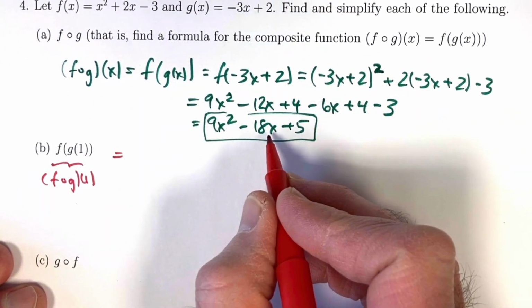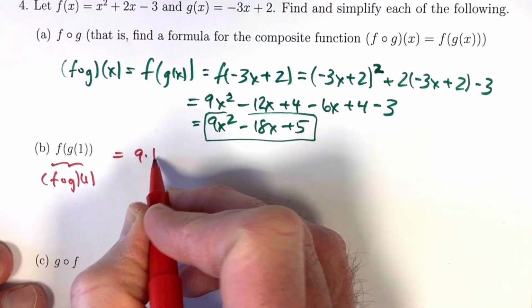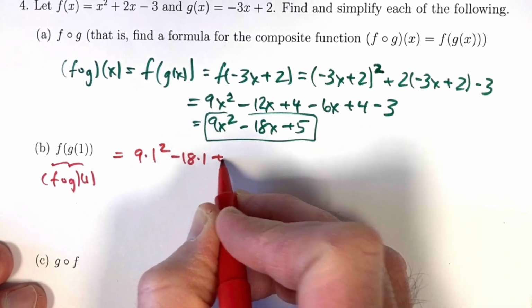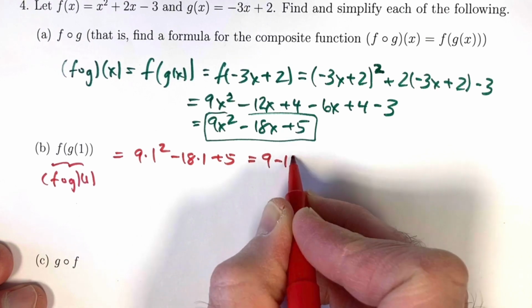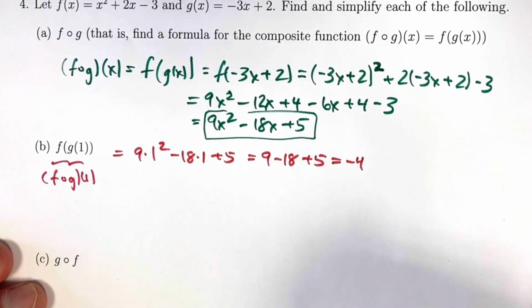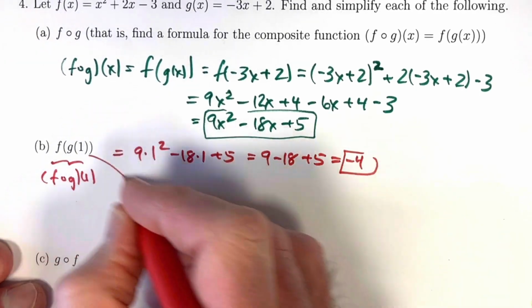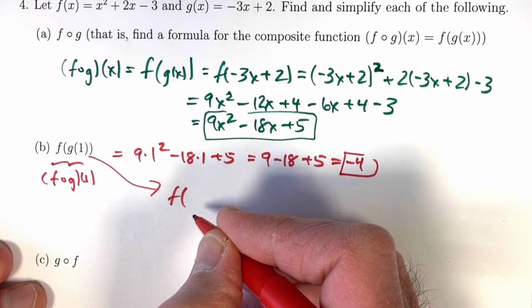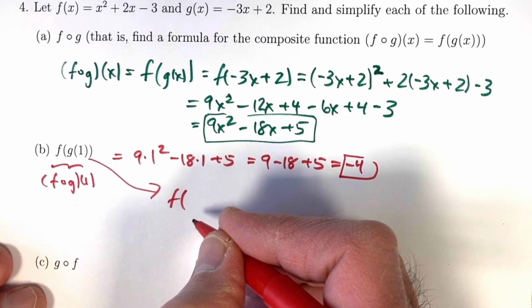You could also just plug it into the simplified formula. Let's just check that you get the same thing. 9 times 1 squared minus 18 times 1 plus 5 is 9 minus 18 plus 5. That'll be negative 9 plus 5 is negative 4. That should be the answer. And if I do it step by step, if I first evaluate g of 1 and then evaluate f of that number, I should get the same thing.